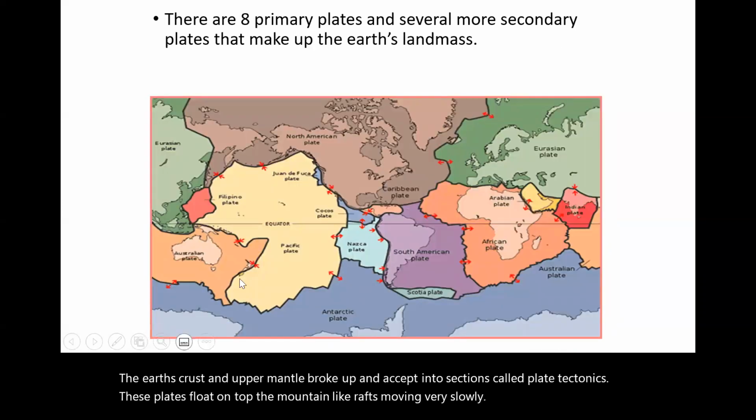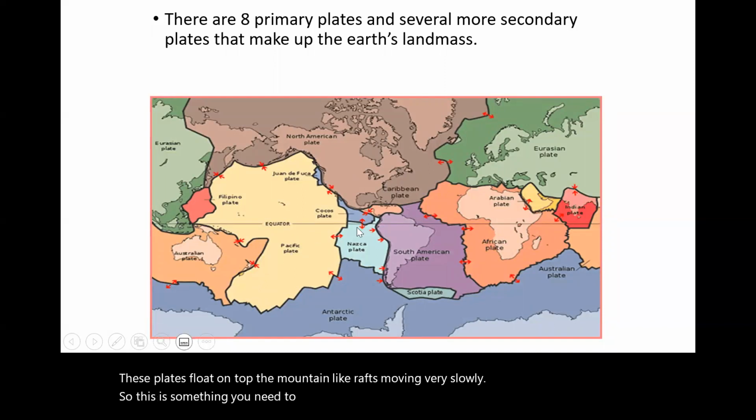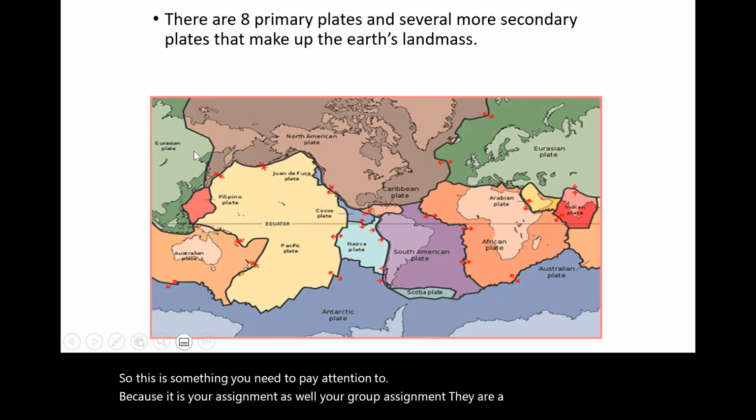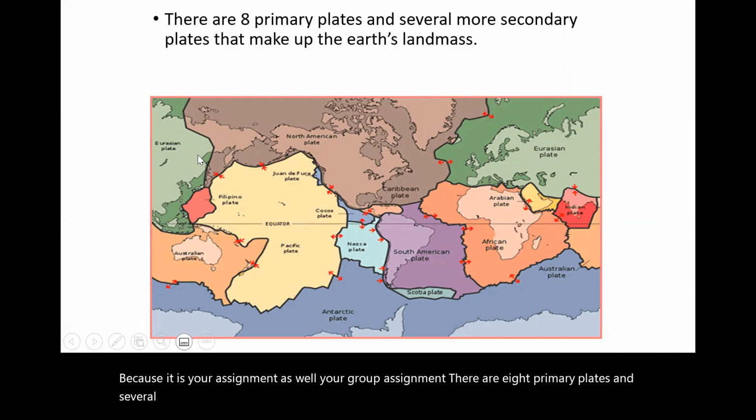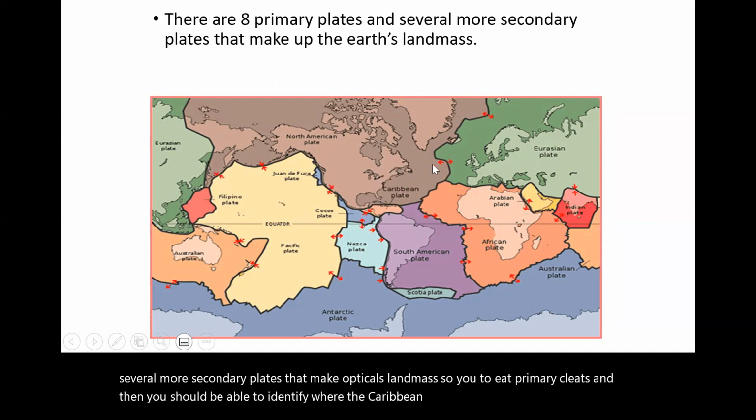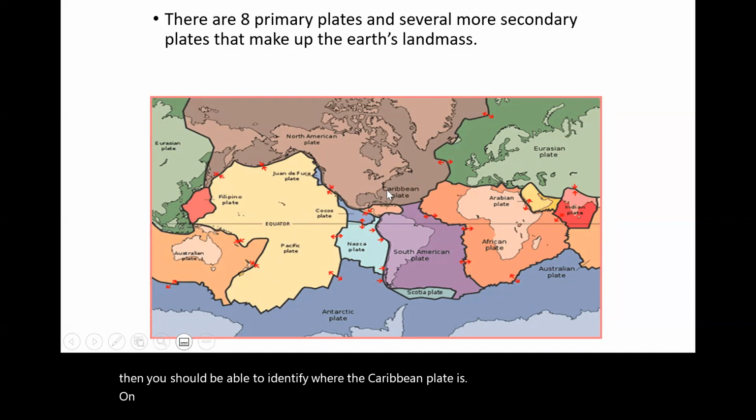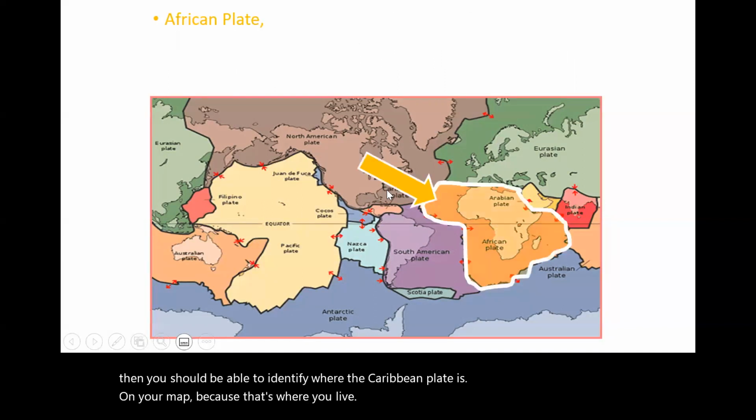So this is something you need to pay attention to, because it is your assignment as well, your group assignment. There are 8 primary plates and several more secondary plates that make up the Earth's landmass. So you ought to know the 8 primary plates, and then you should be able to identify where the Caribbean plate is on your map, because that's where you live. Right, so let's list them out.